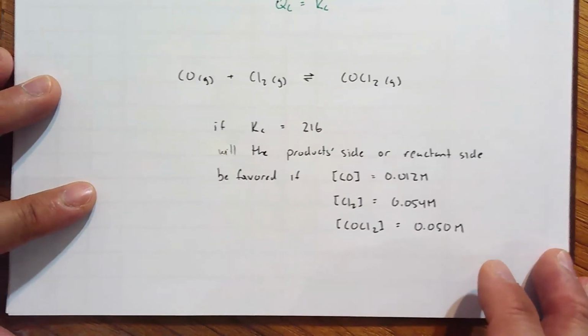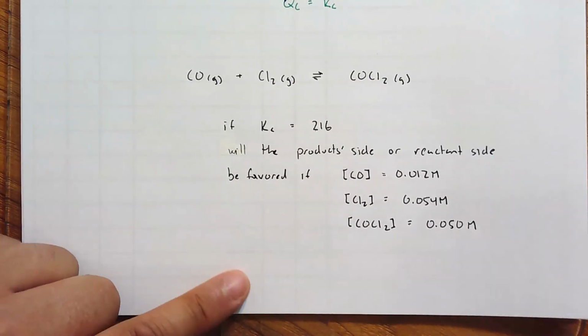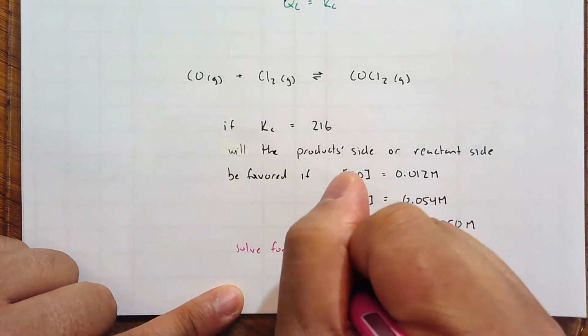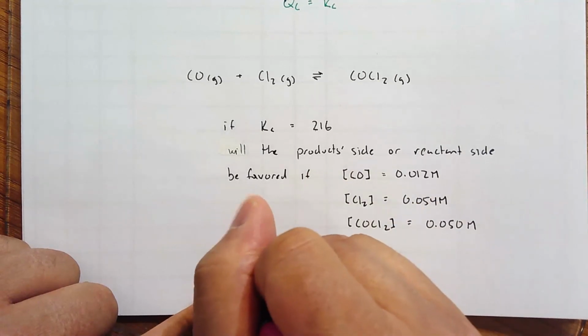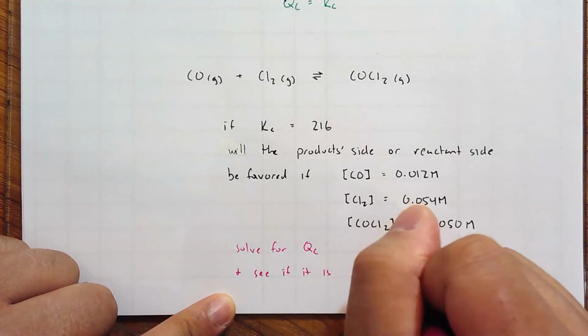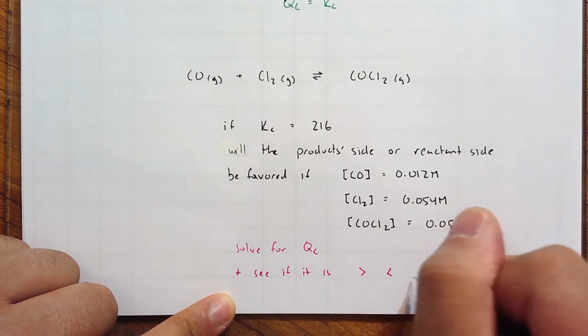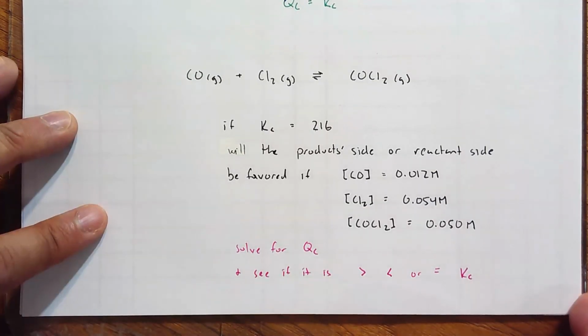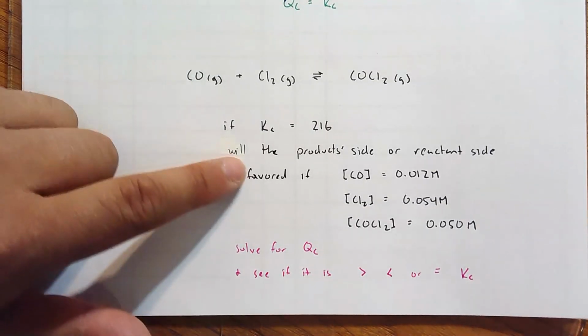Okay, so go ahead and try that problem. Solve for Qc and see if it is greater than, less than, or equal to Kc. And that will tell you which side is favored.